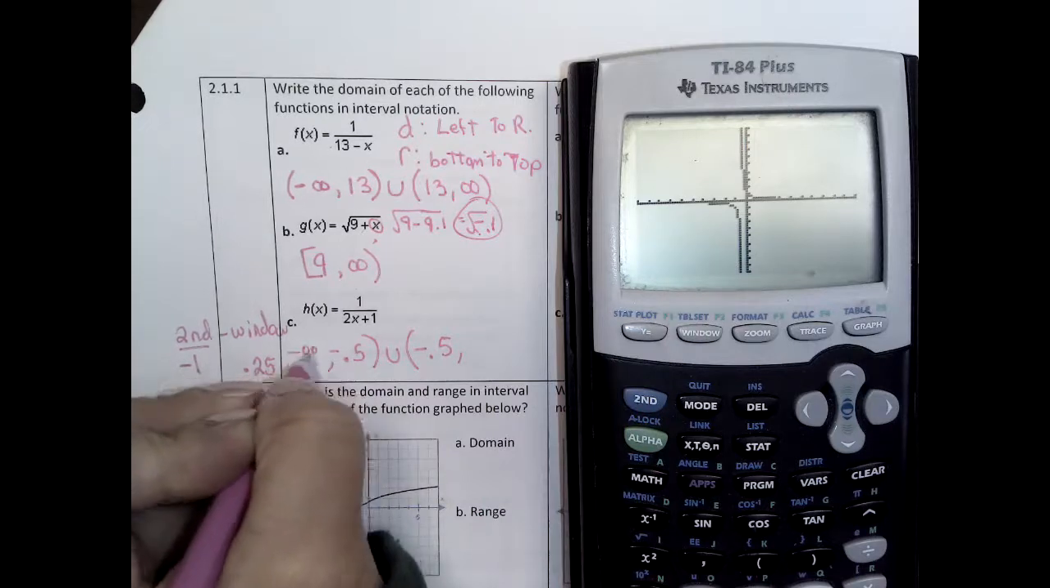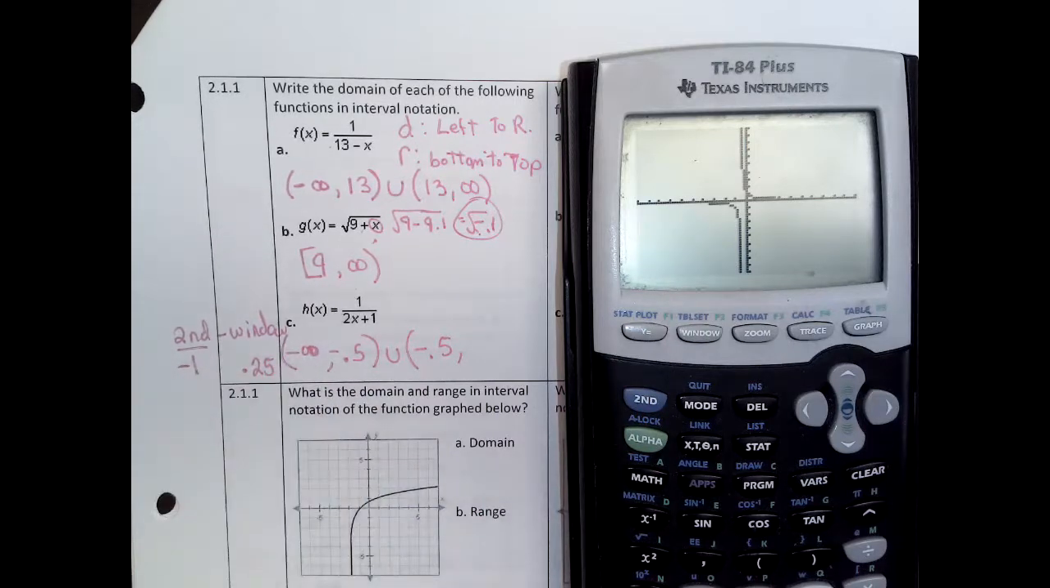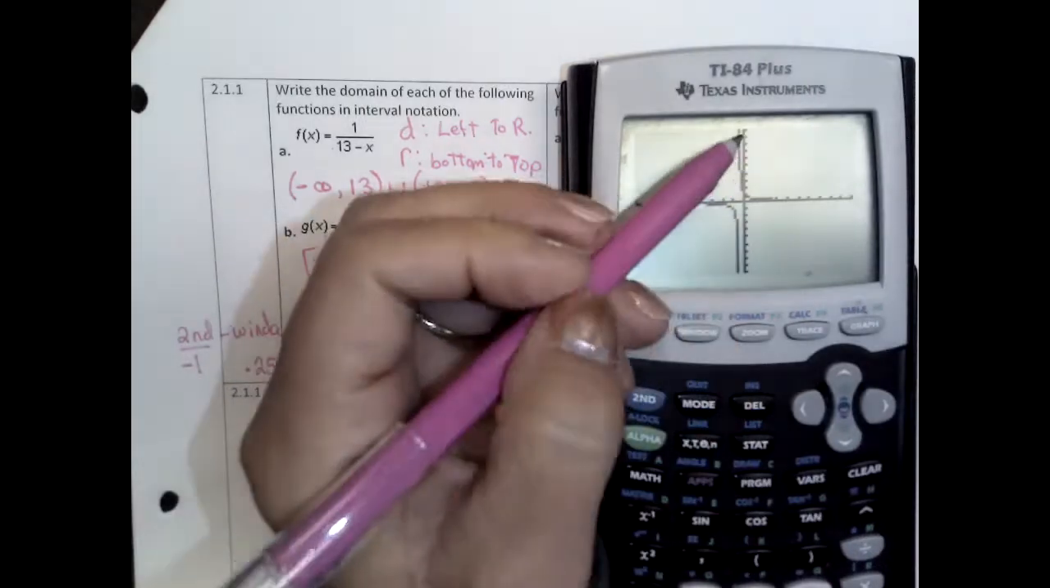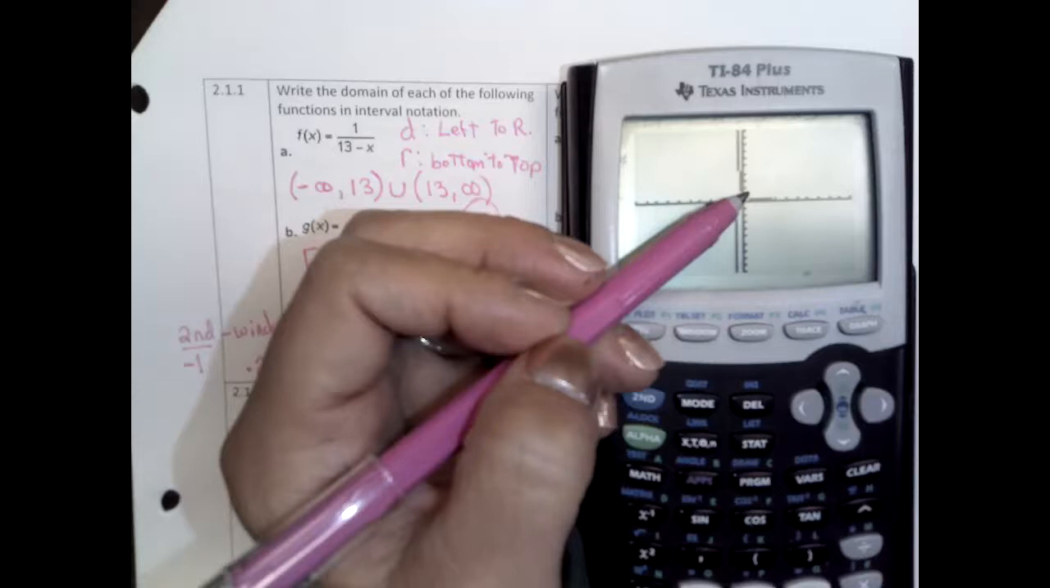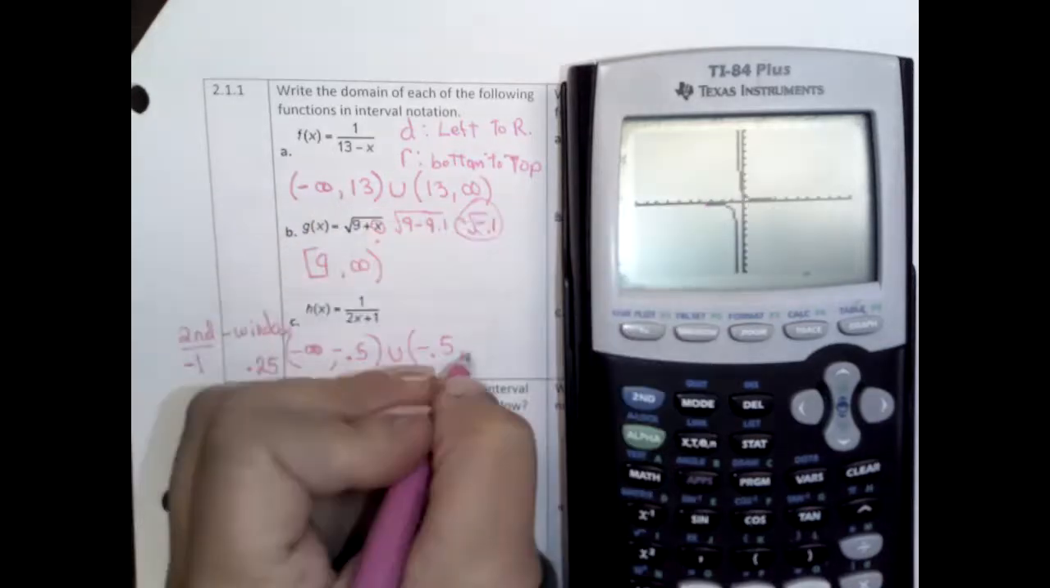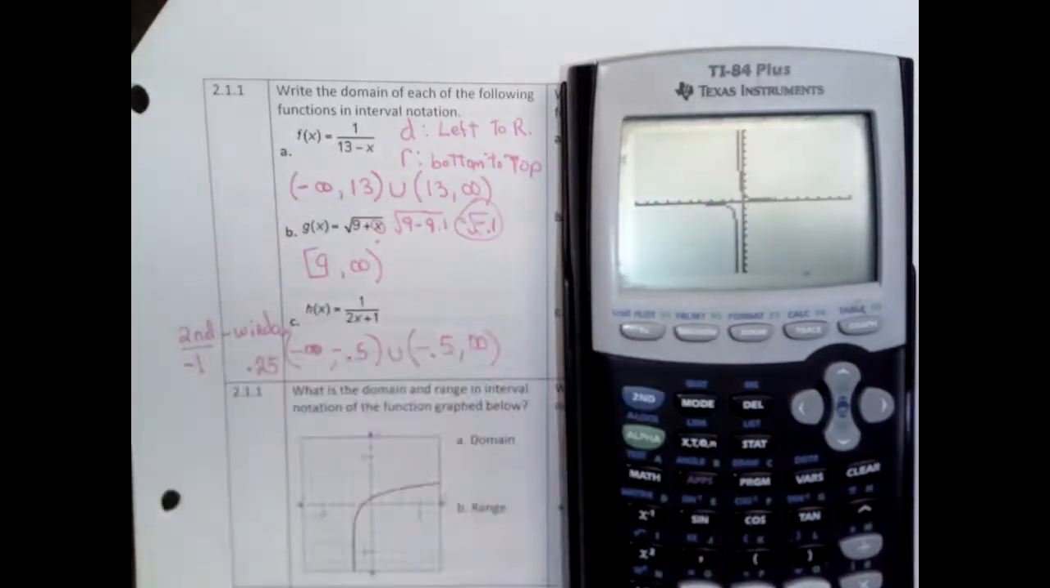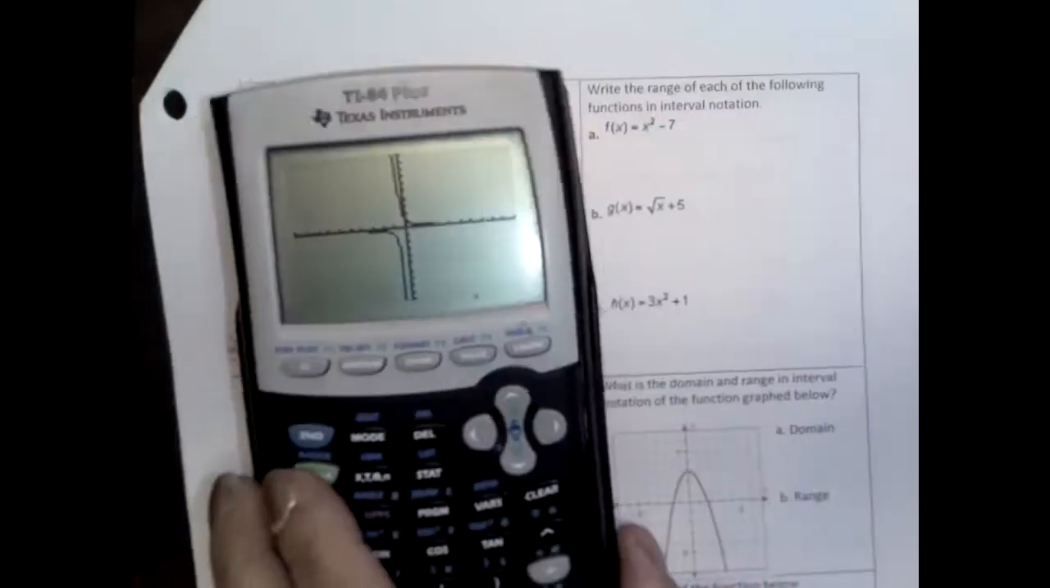So it goes from -infinity to -0.5. But then this other graph picks up at -0.5, but it doesn't include it. That's why there was an error. And it goes on forever to the right. So it goes on to positive infinity. Okay, we have a couple more of these to do.